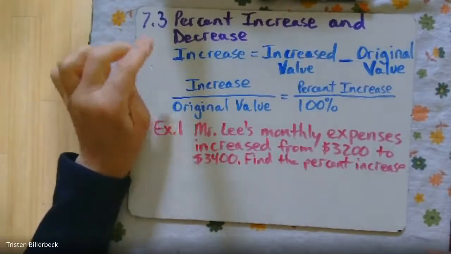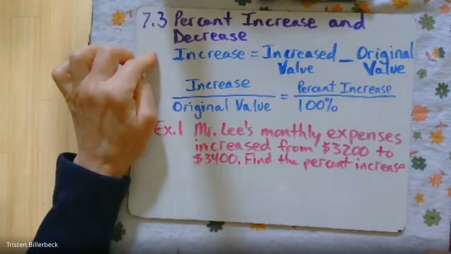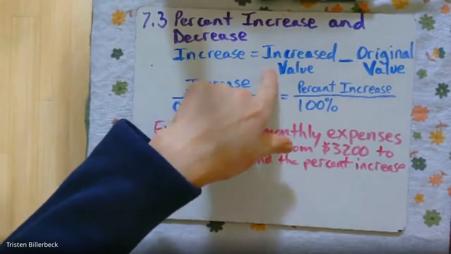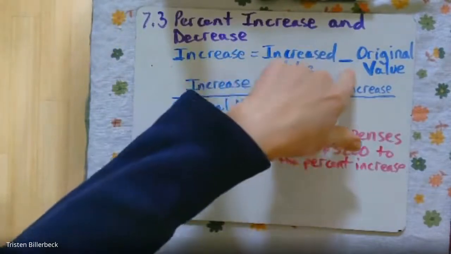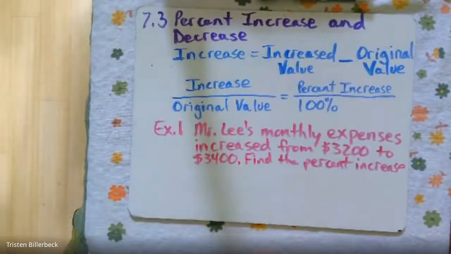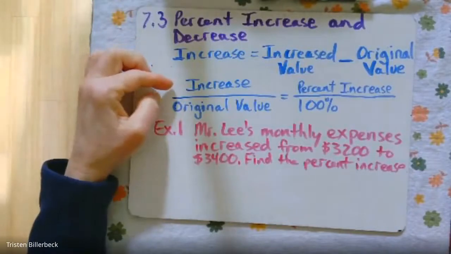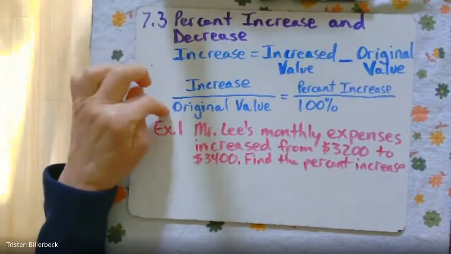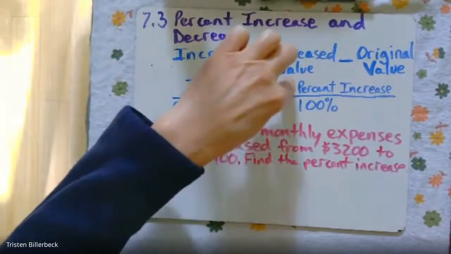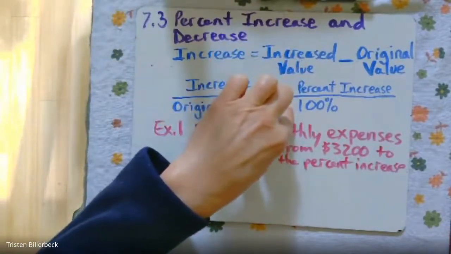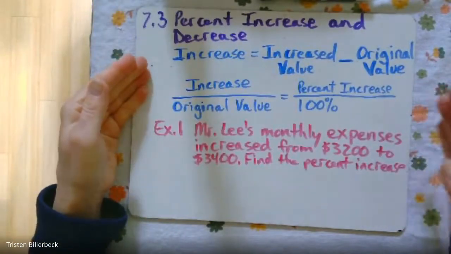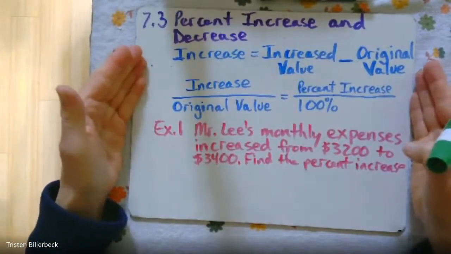All right, so when we look at percent increase and decrease, increase equals increased value minus the original value. So when we set up the percentages here, we have increase over the original value equals the percent increase over 100%. This is a little different from your workbook, but as I've been saying, there's a standard setup.